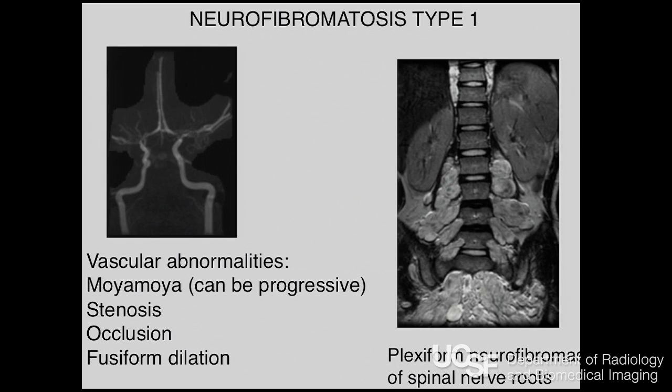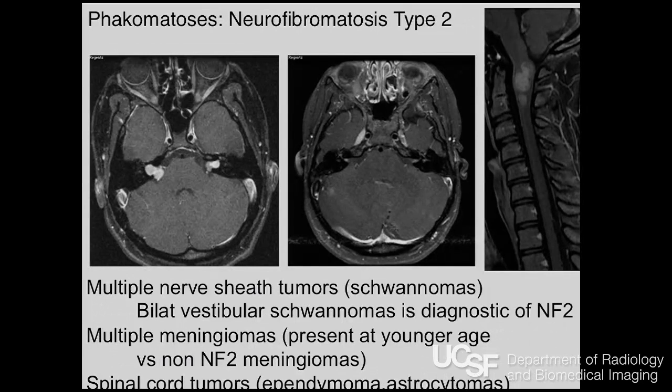These kids can have plexiform neurofibromas, as shown here on the image on your far right, and about 5% of them will have vascular abnormalities, most classically moyamoya, which can be progressive, but they can have all types of vascular abnormalities. Now, NF2 is different from NF1. This is a phacomatoses where you typically have nerve sheath tumors. You typically have schwannomas, meningiomas, and look very carefully along the cranial nerves.